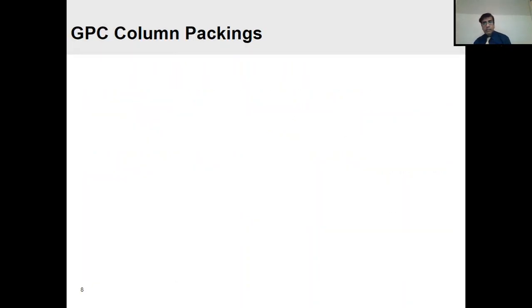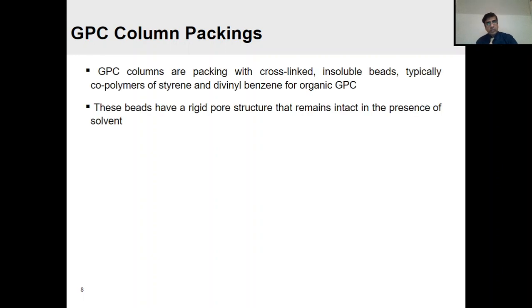Okay, so GPC column packing. As we know, it is a simple method of separation, so a stationary phase is a material which we use. Like when you do column chromatography, we use silica gel or another stationary phase. Here also we use one, but these are cross-linked beads. Mostly we use polystyrene cross-linked with divinylbenzene, and these beads have a rigid pore structure that remains intact in the presence of solvent. It means it should not react with the solvent in which the beads are used. And the pores inside the beads are responsible for the exclusion of the polymer.